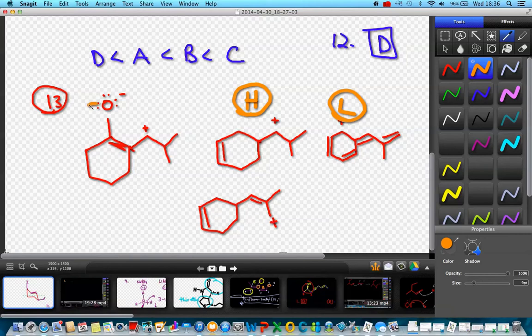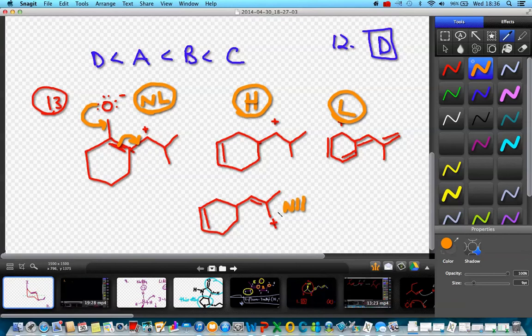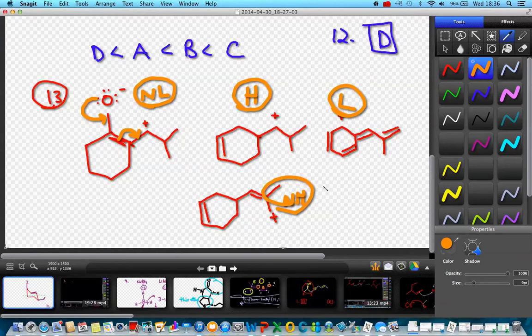There's something special about this enolate, such that when I do the resonance, everything has a 0 charge. So this would be the next lowest, and then this would be the next highest. And we are tasked with ranking these in decreasing stability.